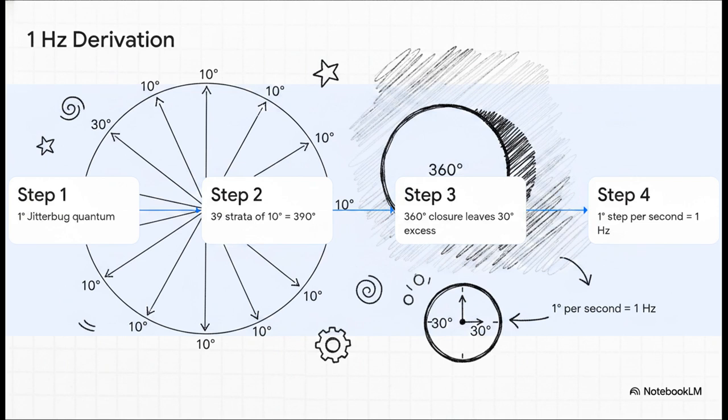As we just established, the internal strata lattice totals 390 degrees, but perfect geometric closure inherently requires exactly 360 degrees. This spatial mismatch creates a permanent, undeniable 30-degree incompressible geometric excess. Since the absolute minimal rotational step is 1 degree, the universe is continuously forced to step forward by 1 degree per second to process this excess, and that yields an exact, unavoidable 1 Hertz rotational output.